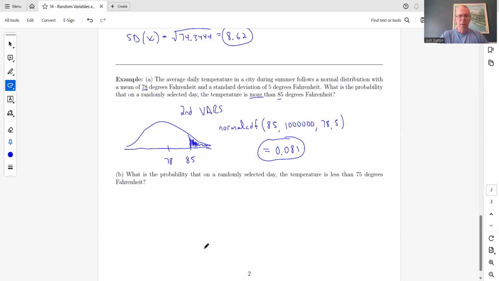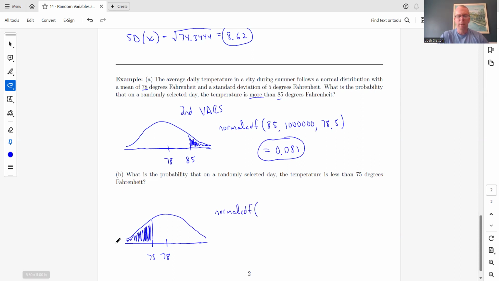All right, so then the last one, just another similar problem to part A. What is the probability that on a randomly selected day, the temperature is less than 75? So we're going to put the mean in the middle again. 75 will be somewhere over here. And then less than, so we're going to shade this way. And same thing, second bars, we're going to go to normal CDF.